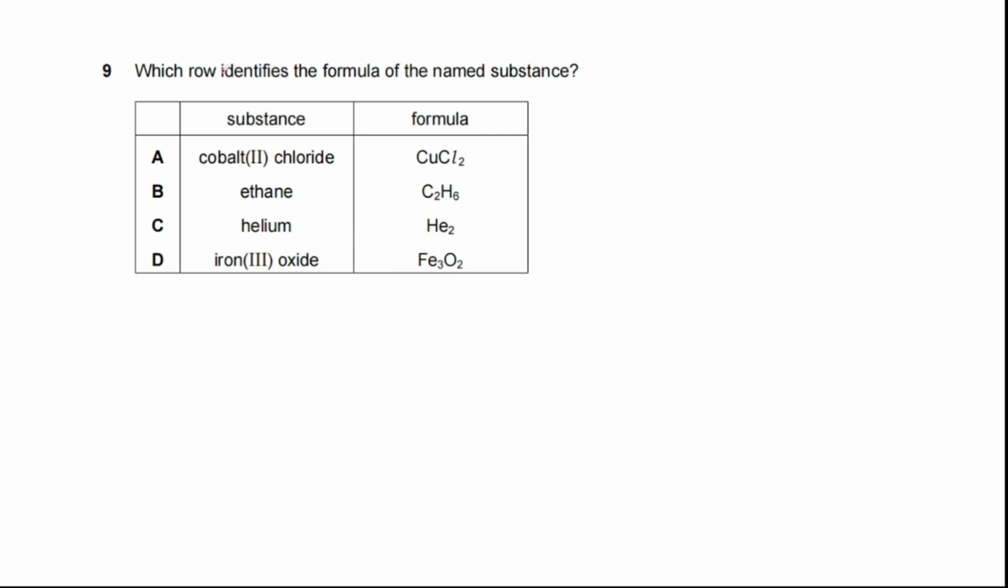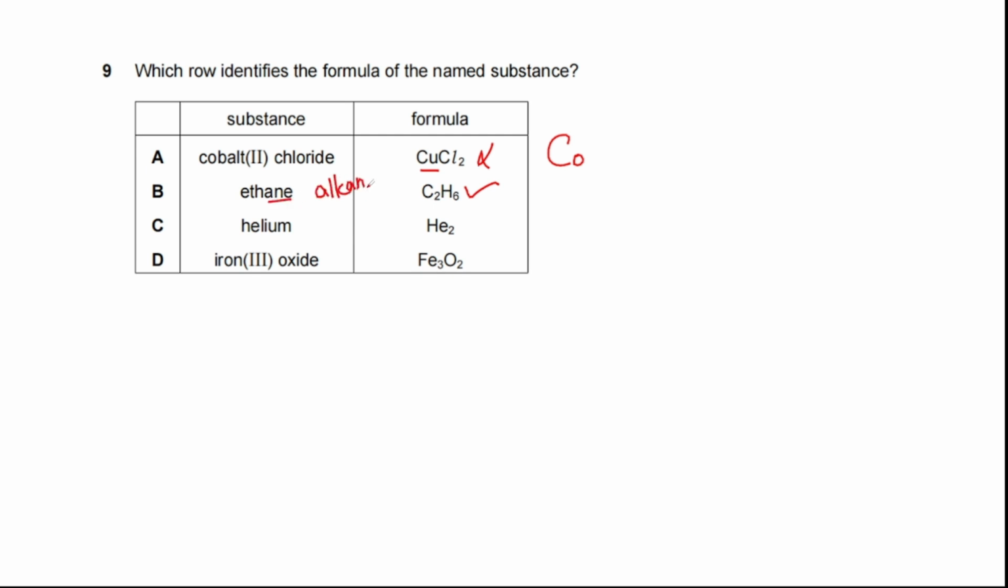Question number 9. Which row identifies the formulas of named substance? So first one is cobalt 2 chloride, but see here it is copper. Cobalt has a symbol of Co, so this one is wrong. Then option B, it's ethane. Ethane is correct. So ethane means two carbon atoms, and it's an alkane.